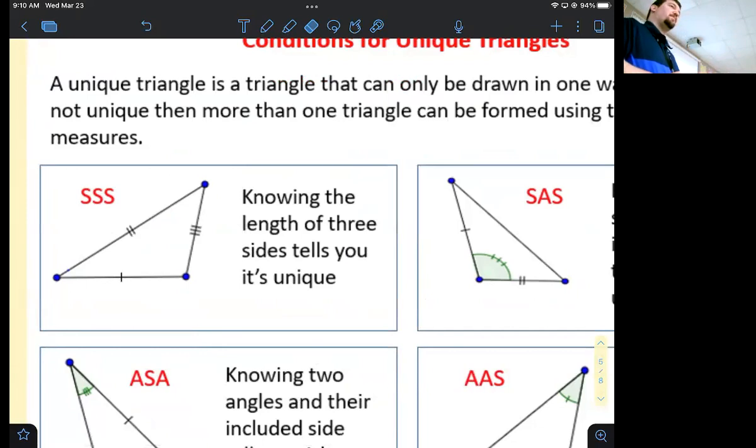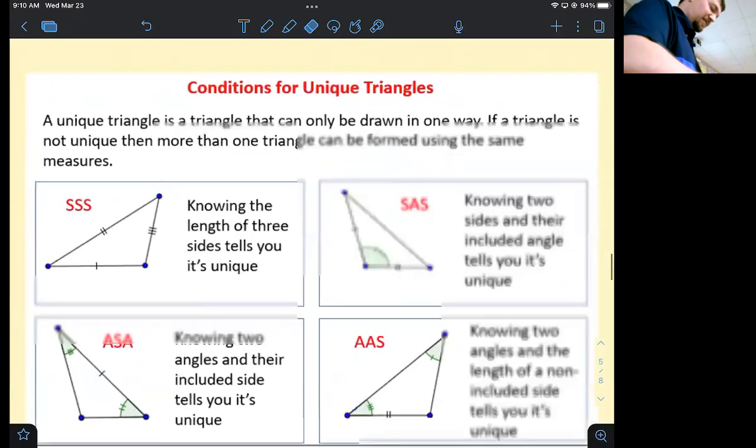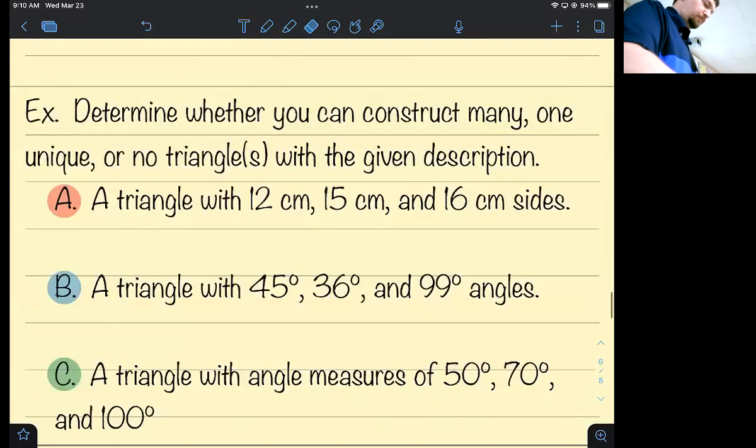Also, what do all triangles, when I add their angles together, add up to? 180. So if I give you 3 angle measurements and you added them up and you got 190, does that make a triangle? No. Okay. All right. So let's finish out our notes then.